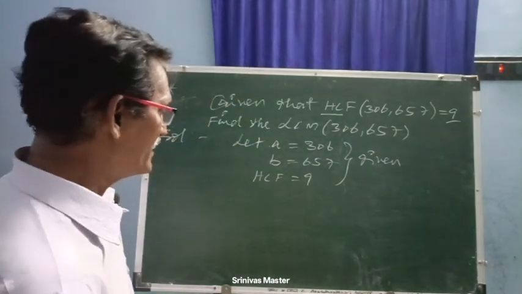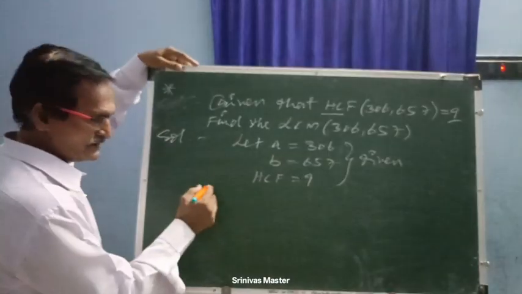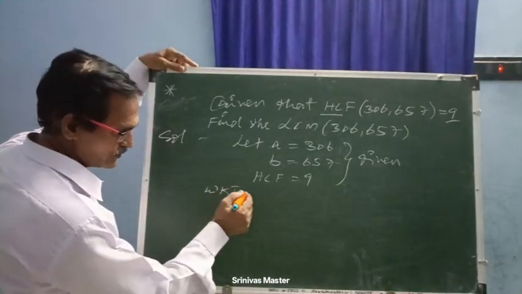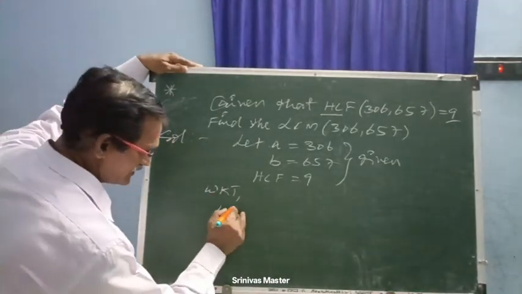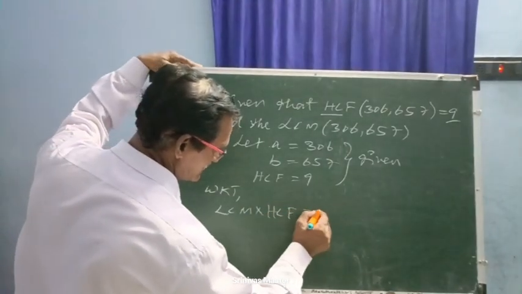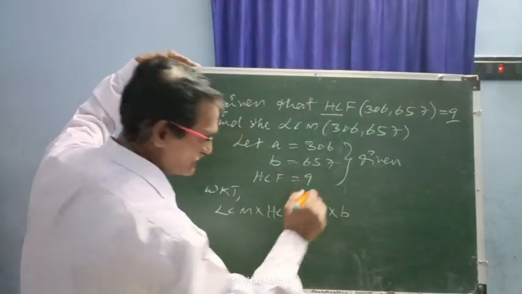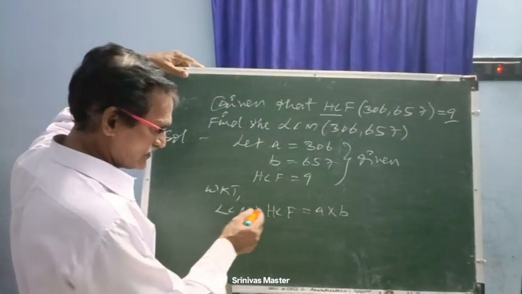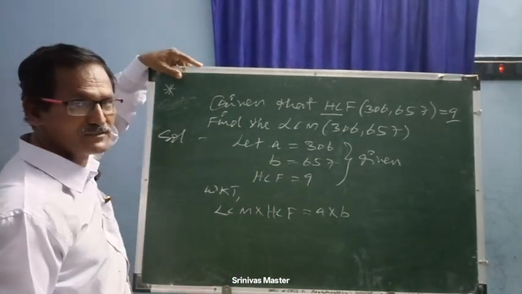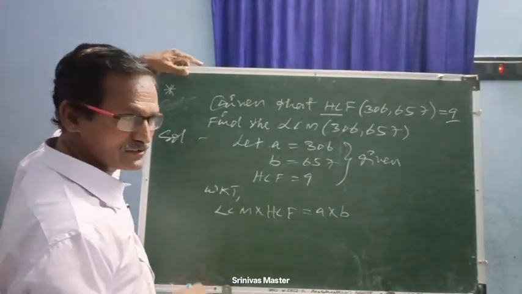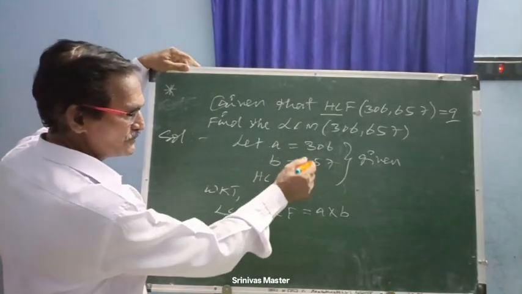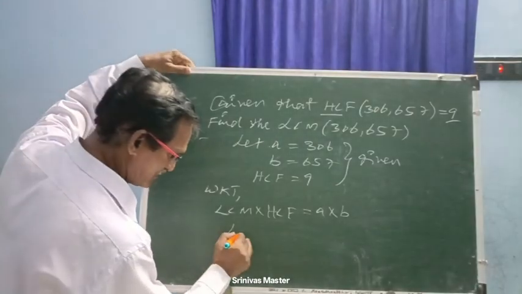Like that. Whenever you know the formula, what is the formula with respect to this? We know that, WKT, the formula is LCM into HCF equals the product of two numbers. How many terms are there in this? 1, 2, 3, 4. Regarding these four, they gave three terms. Then we can easily find the fourth term. So what is the missing term? LCM. What is the LCM of these two numbers? Not given, so keep it aside.